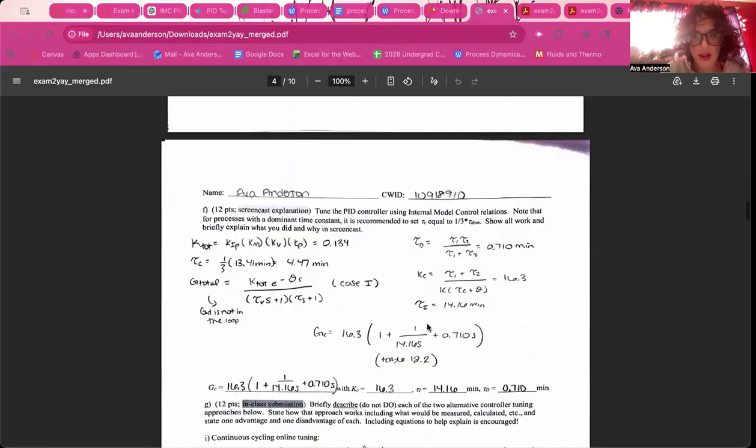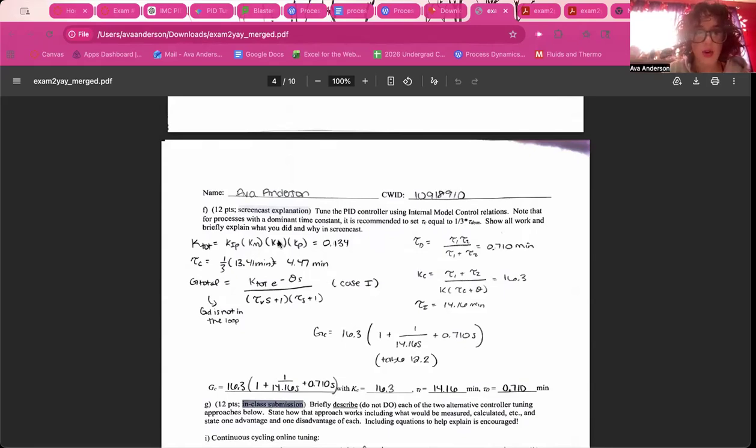The next part is part F. We're tuning the PID controller using the internal model control relations. For a process with a dominant time constant, it is recommended to set tau c equal to 1/3 of tau dom. We solved for tau dom earlier. That was 13.41 minutes. Take 1/3 of that, you get 4.47 minutes for tau c.